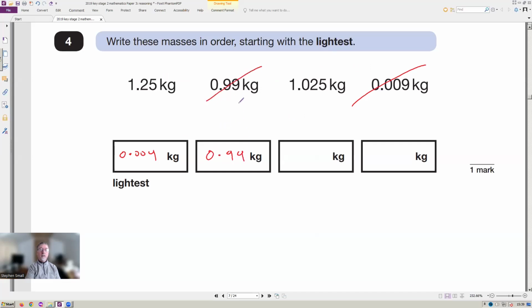So that's gone. And now, is this one bigger than this one? Yes, it is. This is 1.2. This is 1.0 something. So this is the smaller of the two. You know, it's easy to make mistakes with these ones, but hopefully not. And for completeness, I shall cross them all off.